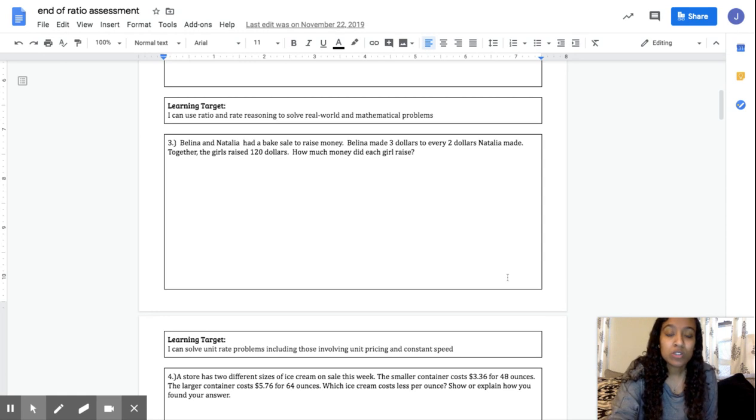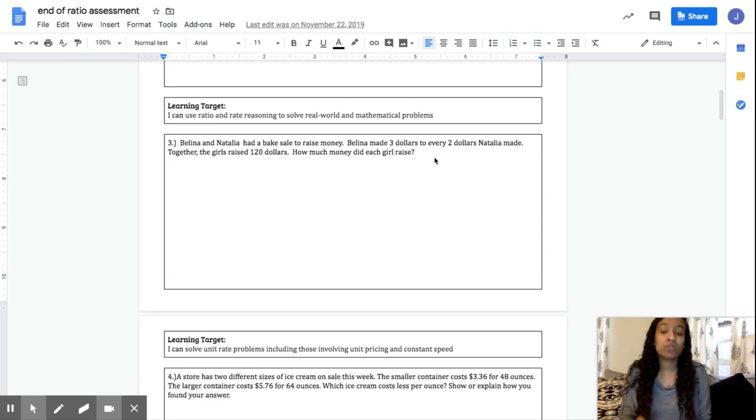So today you are going to work on some ratio problems. I'm going to go over some strategies to solve. So we're going to take a look at this question here as an example. Belina and Natalia had a bake sale to raise money. Belina made $3 to every $2 Natalia made. Together, the girls raised $120. How much did each girl raise?